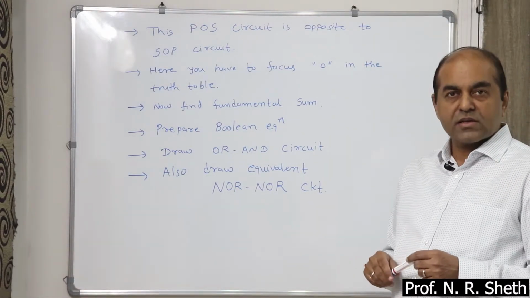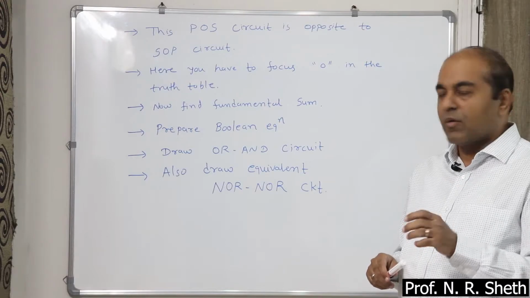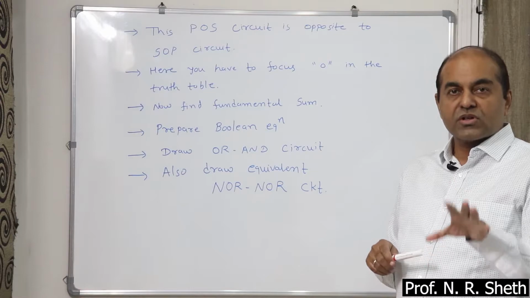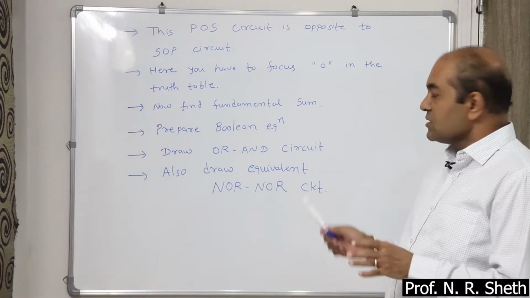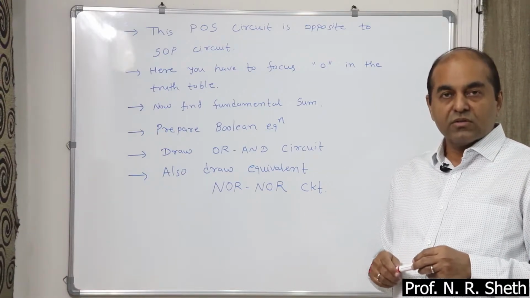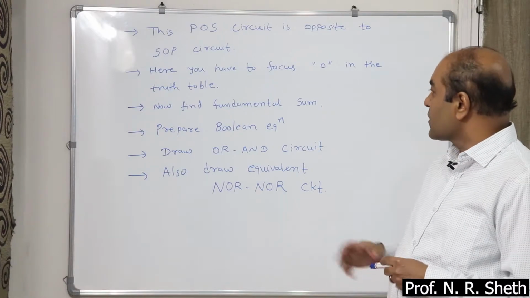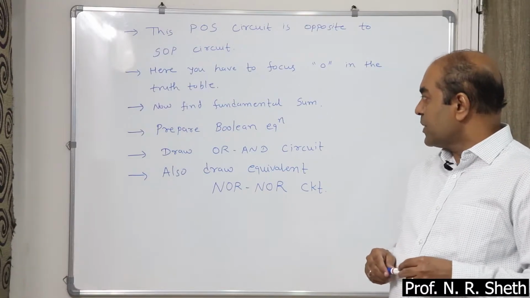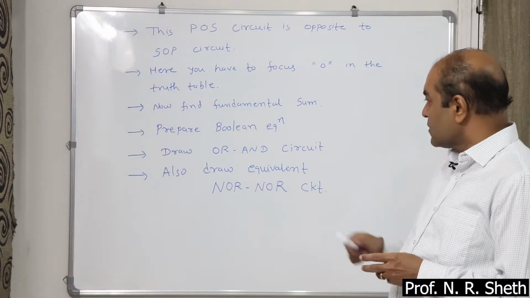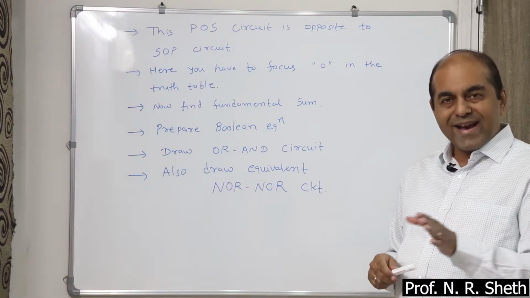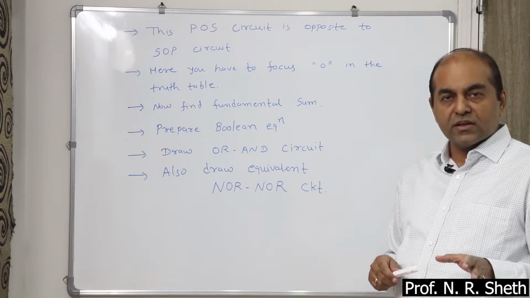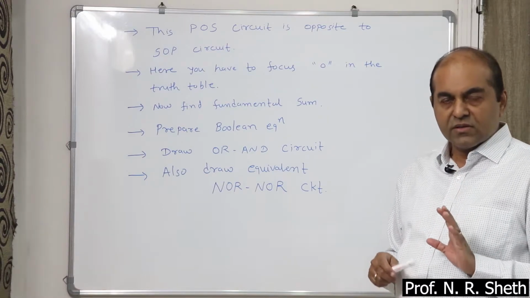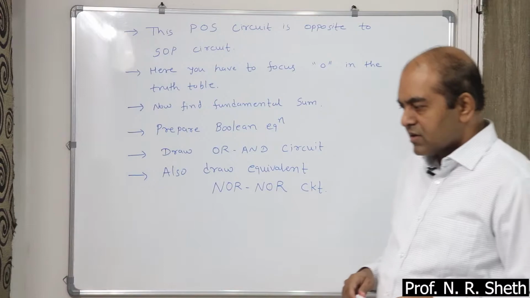This circuit POS, product of sum, is exactly opposite to the sum of product circuit. Here you have to concentrate, focus on those cases whose outputs are 0 in your given truth table. Now find the fundamental sum. Prepare Boolean equation. Draw OR AND circuit. And then finally you have to draw the equivalent NOR circuit. Is that clear? Okay. Let's see the first example.